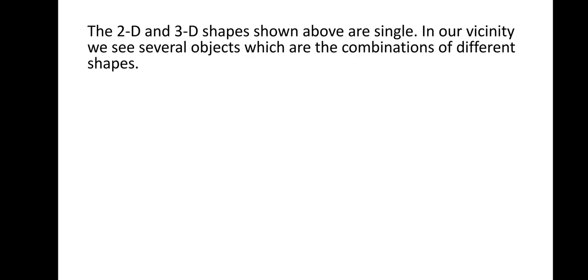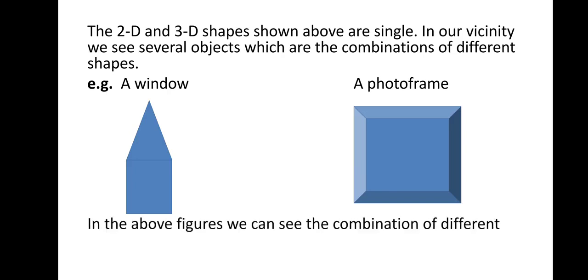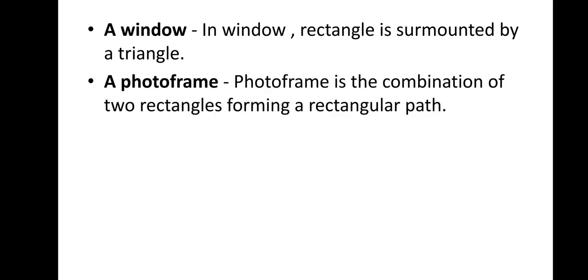Now, the 2D shapes and 3D shapes shown above are single, but in our vicinity, we see several objects which are combinations of different shapes. The objects I am looking around at can be a combination of 2D and 3D shapes. Let us take the example of a window and a photo frame. This is a window. This is a photo frame. Here, in the above figures, we can see the combination of different shapes. In a window, a rectangle is surmounted by a triangle. A photo frame is the combination of two rectangles forming a rectangular path.